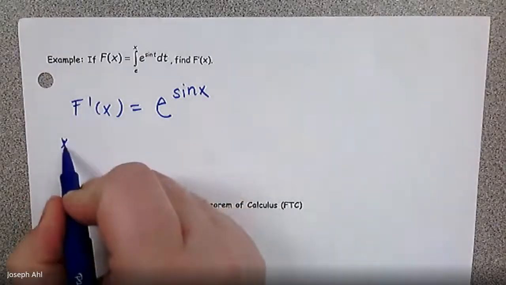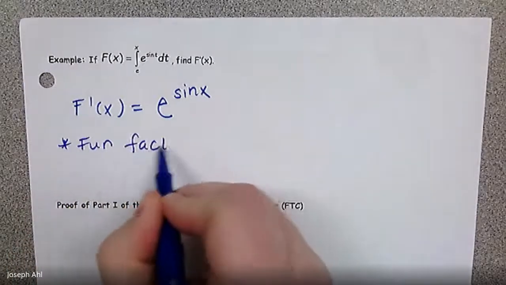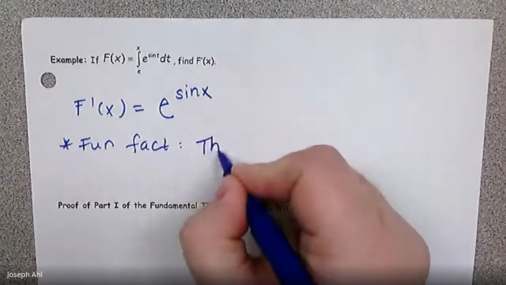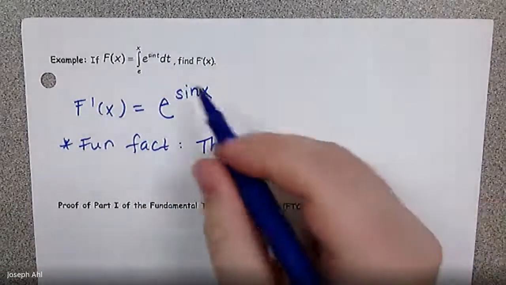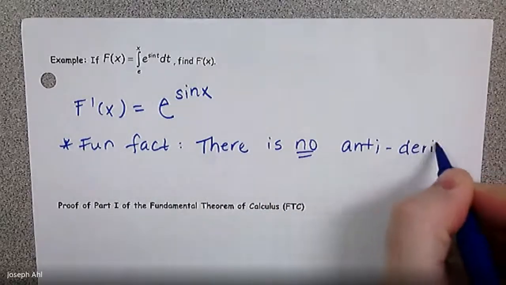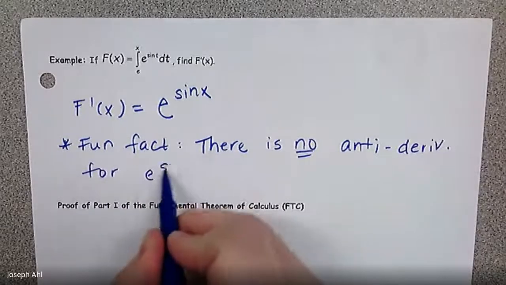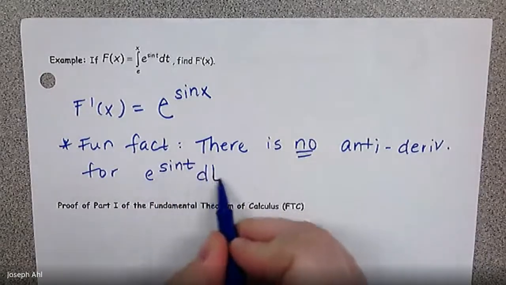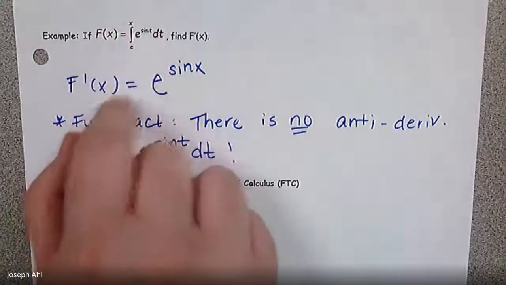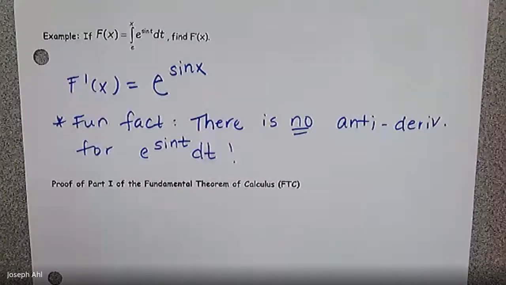Okay. And there is a little bit of a fun fact here. The fun fact is that although I can take the derivative of this accumulation function, not every function has an antiderivative, and this is one of them. There is no antiderivative for e to the sine t dt. So that's weird, that we may come across functions in the future that really just don't have an antiderivative, and that's one of them. However, the first fundamental theorem of calculus still is applicable, that if I take the derivative of this accumulation function, we get to the function e to the sine x.